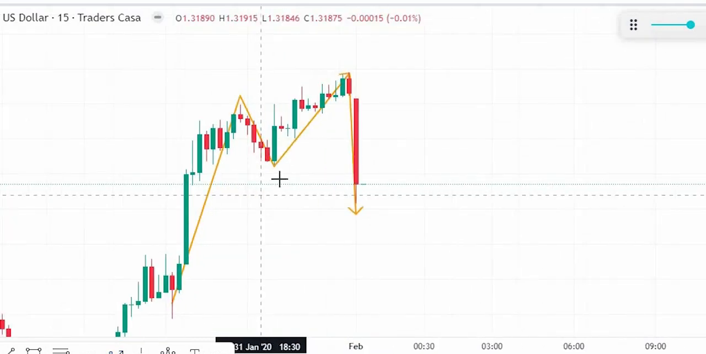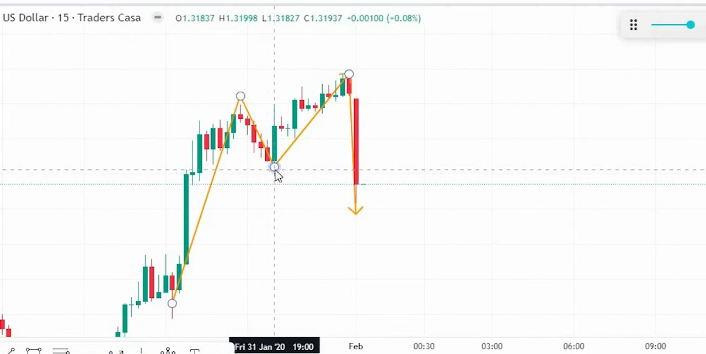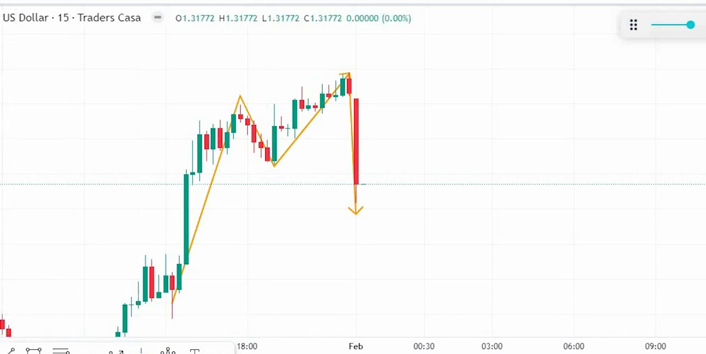So what are we going to do? Our confirmation has been cleared. Market breaks and closes below this pullback. Now we can enter a sell position right here.